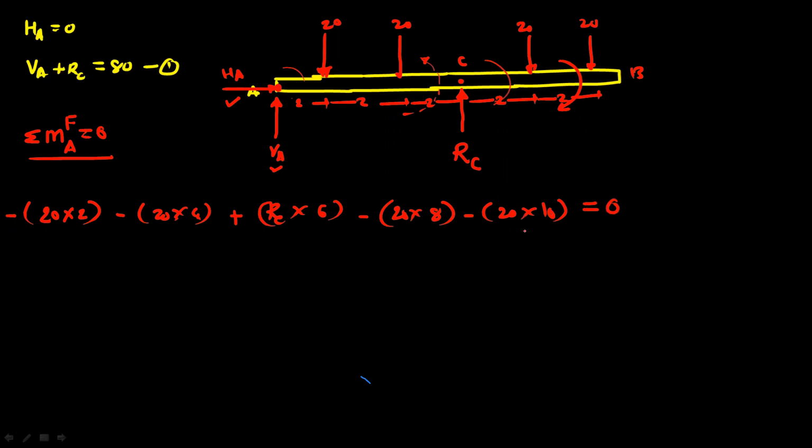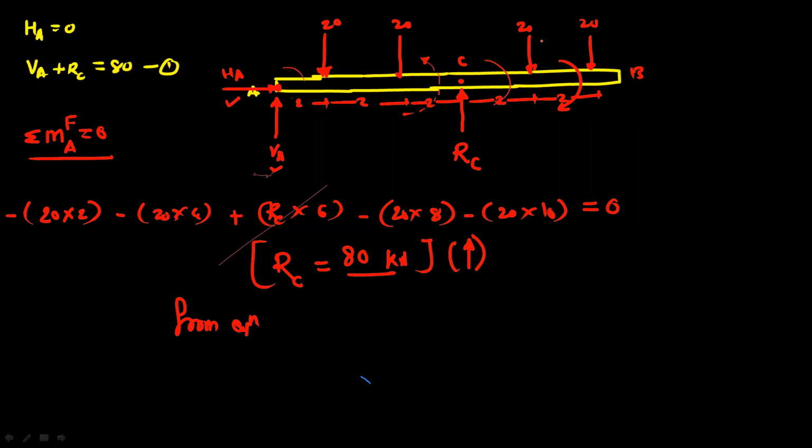From this equation you can directly find out the value of reaction Rc. Just calculate this value. From this equation of summation of moment, you will get the value of reaction Rc as 80 kilonewton. It is not Newton meter. Rc is the reaction, that means it is a force, so the unit will be kilonewton. And the direction of Rc is exactly upward, that is the positive y direction.